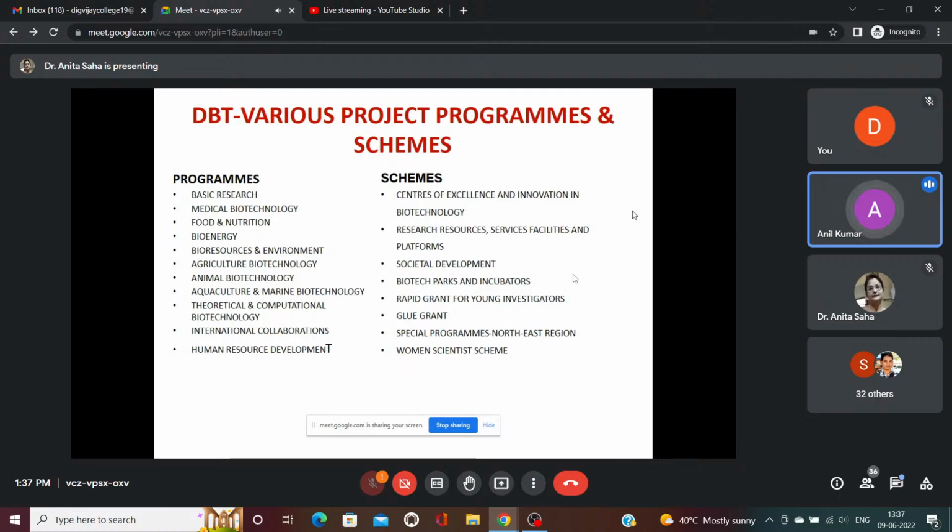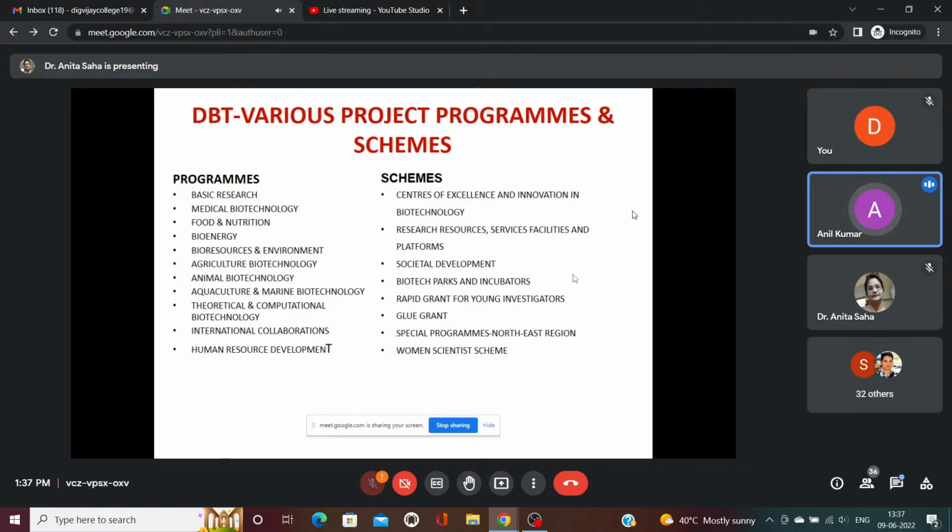There are so many programs like the Basic Research Program, Medical Biotechnology Program, Food and Nutrition Program, Bioenergy Program, Bioresource and Environment Program, Agricultural Biotechnology, Animal Biotechnology, Aquaculture and Marine Biotechnology, Theoretical and Computational Biotechnology, International Collaborations, Human Resource Development.